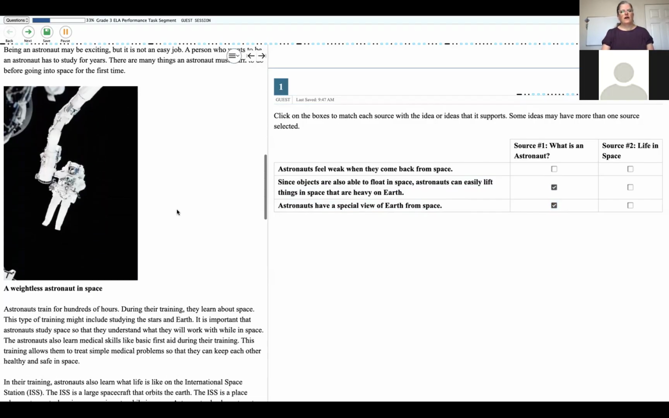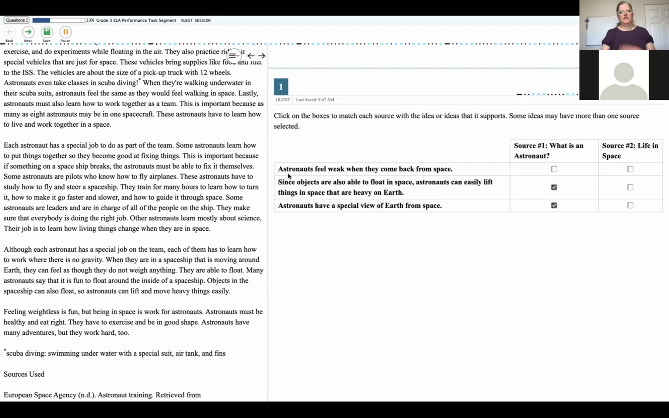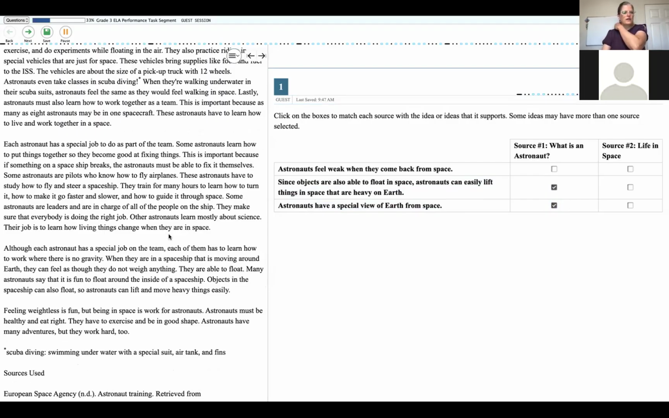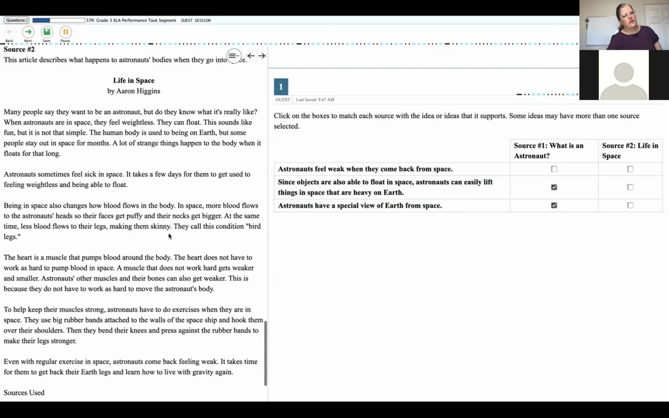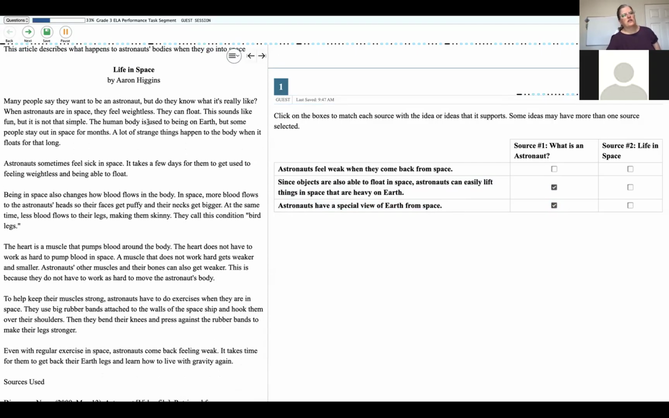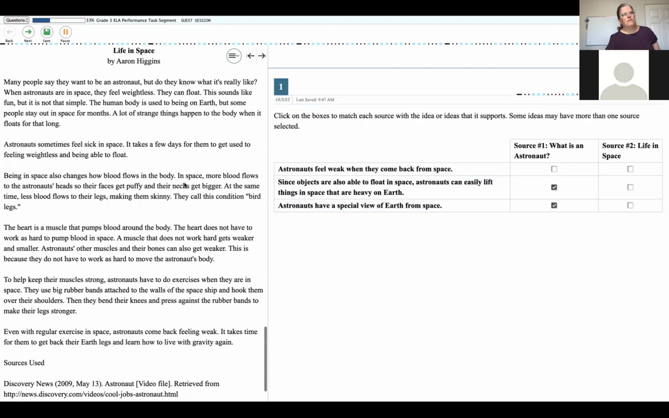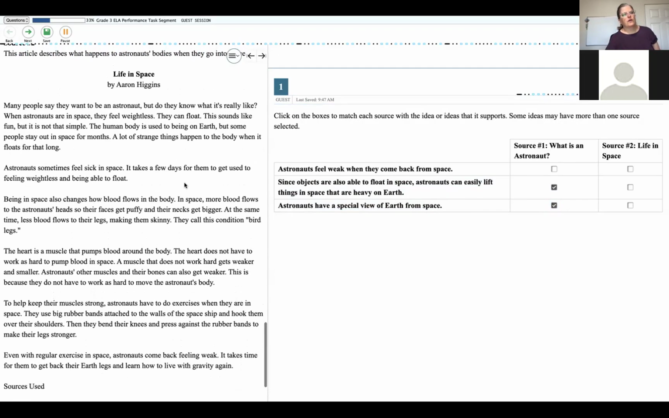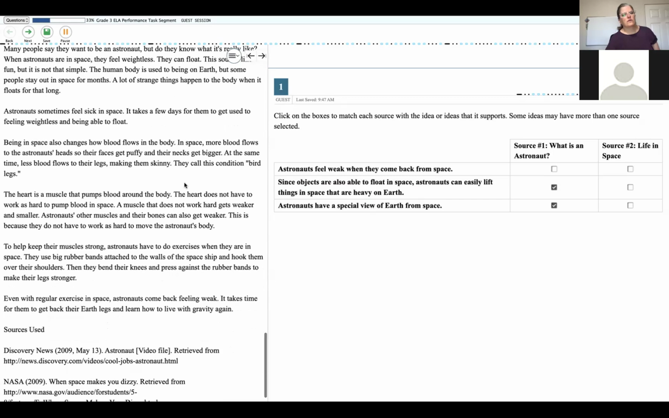And now I'm going to show you about this other one that says astronauts feel weak when they come back from space. I know it's in this other article because I saw it earlier. Let me see if I can find it for you really quick. Let's see.